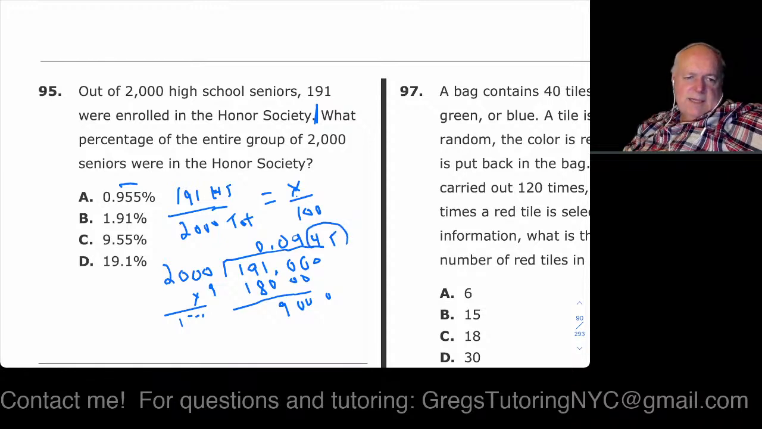Now, this is a decimal number that we have, like 0.09 something. So this is percent. This means 0.9 over 100. So the only one even close to that is choice number C. So I said 9.45. It must have been 9.55.